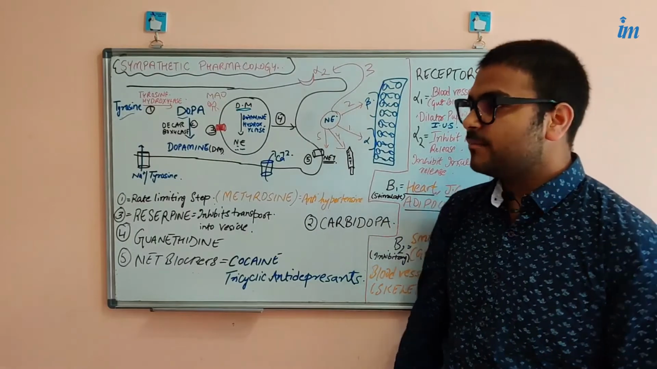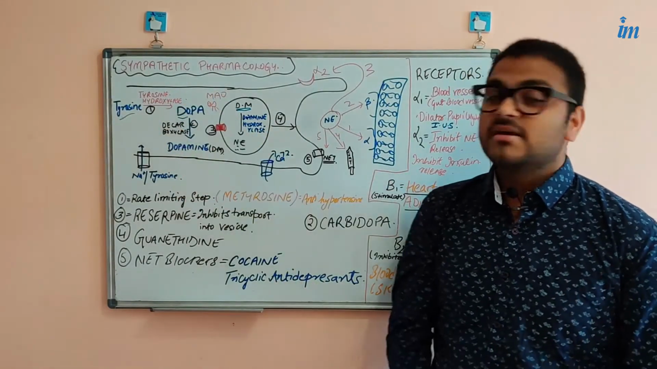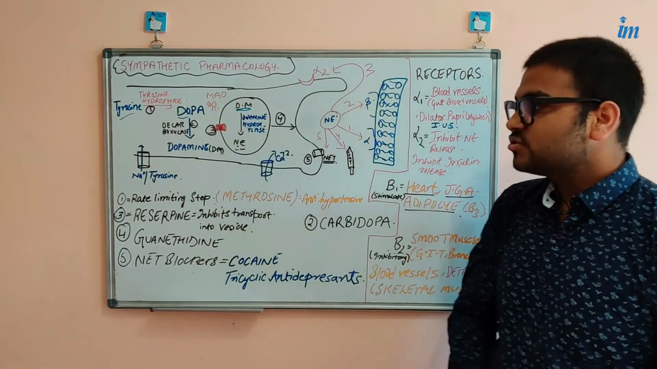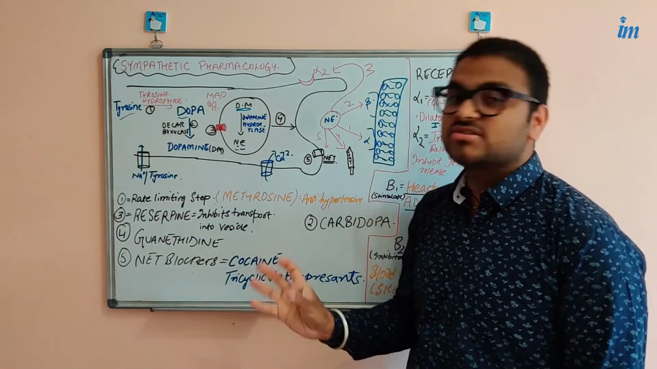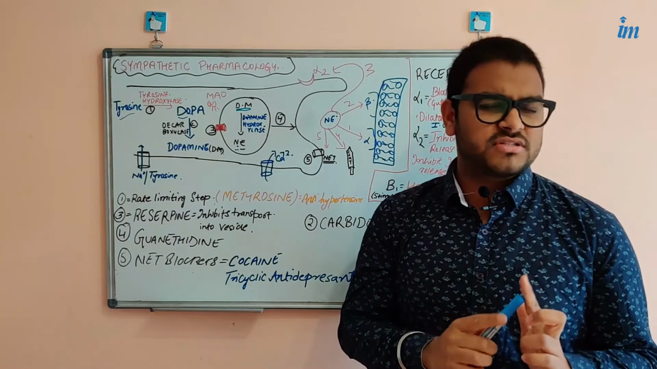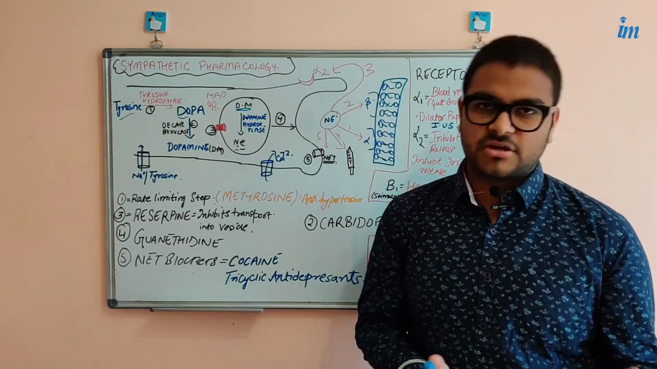Because we have some drugs and some agents that may act on these enzymes, may block the enzymes or may do something with this whole pathway. So let us understand which reactions are very important in this pathway. First of all, tyrosine hydroxylase, you should remember this enzyme because it's asked in many questions.